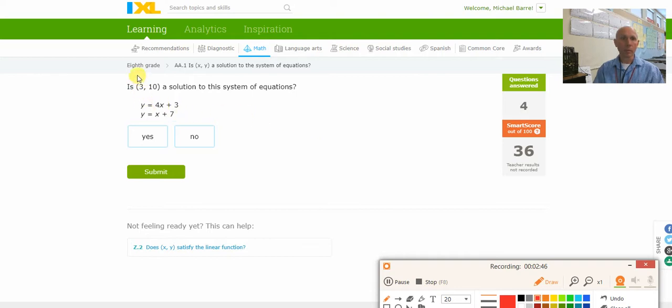Let's try this one. Remember, this is x, and this is y. So y is 10 equals 4 times x, which is 3, plus 3. Does that? No. This is 12 plus 3. 15 doesn't equal 10. This does not work. I do not even need to try the second one.